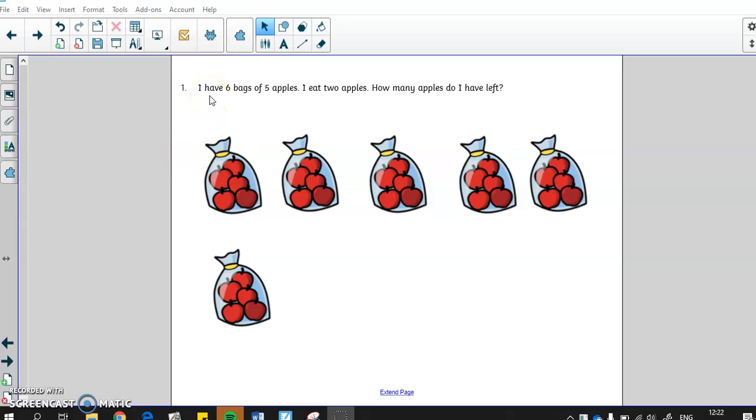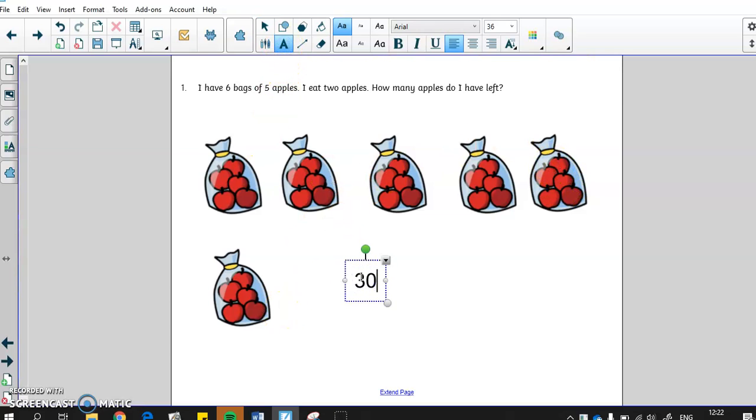So I have 6 bags of 5 apples. 1, 2, 3, 4, 5, 6. I eat 2 apples. How many do I have left? So first of all, we need to see how many there were with 6 bags of 5. 5, 10, 15, 20, 25, 30. So I'm going to write 30 here.